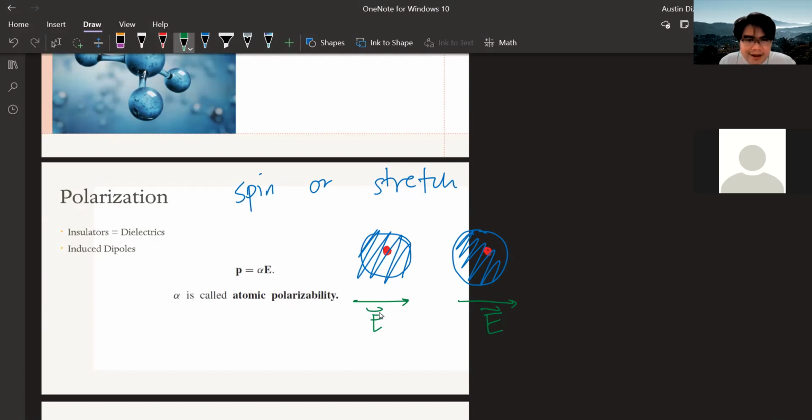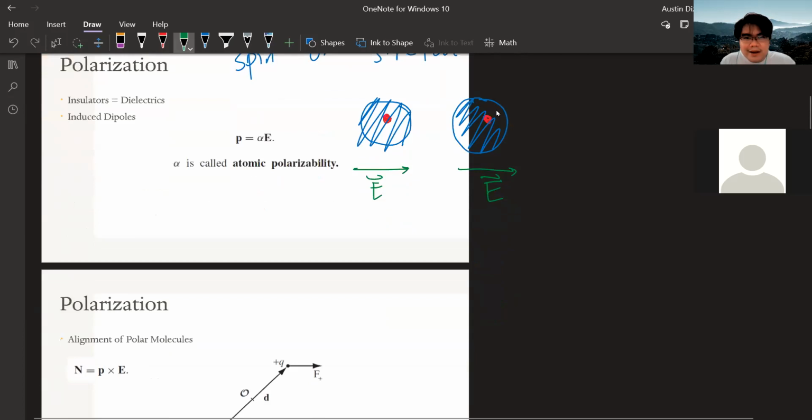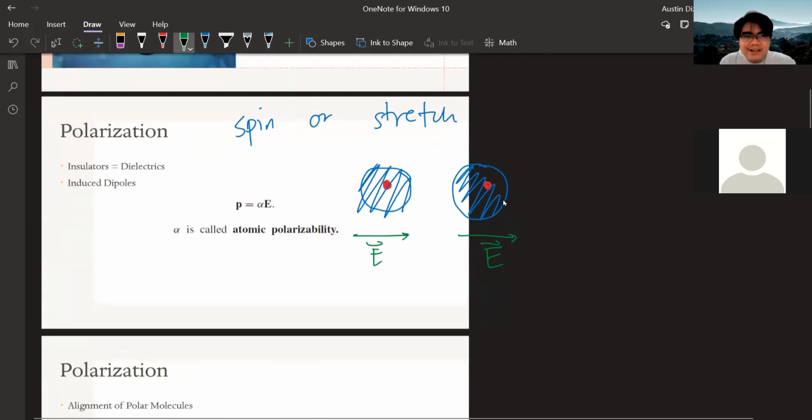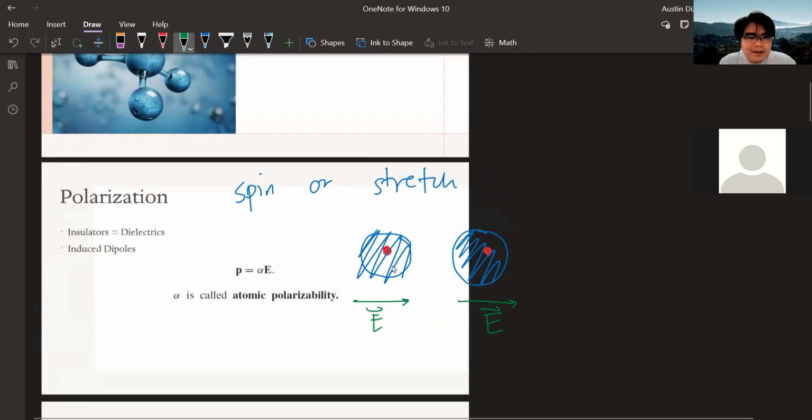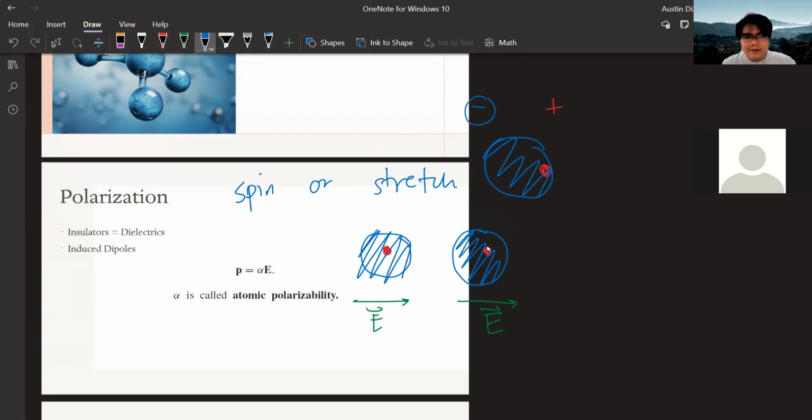However, if the electric field is strong enough, this thing will not return to its original state. It becomes a dipole. Okay? Its appearance will be something like this, like a dipole with positive here and negative there. So it's like a dumbbell now.